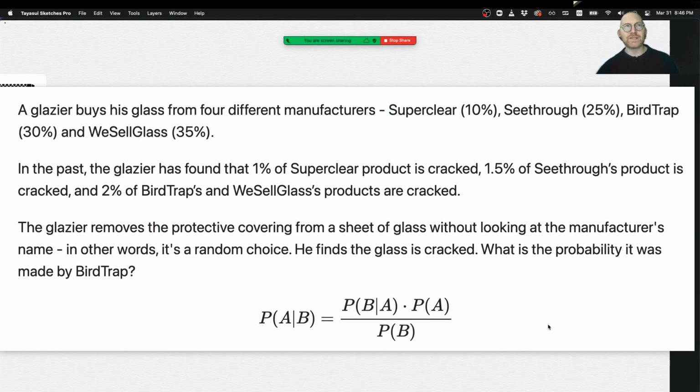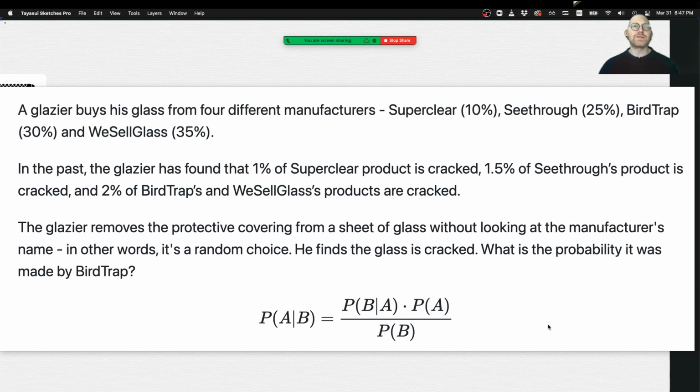A glazier buys his glass from 4 different manufacturers: Super Clear, See-Through, Bird Trap, and We Sell Glass. And we have the rates at which he buys that glass. In the past, the glazier has found that 1% of Super Clear products is cracked, 1.5% of See-Through product is cracked, and 2% of Bird Trap and We Sell Glass products are cracked. That would be 2% for Bird Trap, 2% for We Sell Glass. The glazier removes the protective covering from a sheet of glass without looking at the manufacturer's name, right? It's a random choice. Finds the glass is cracked. What is the probability it was made by Bird Trap?